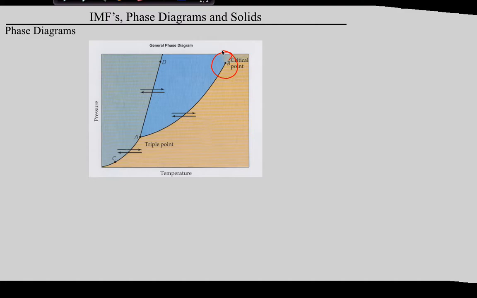But there is another phase of matter called a supercritical fluid. And this phase of matter actually takes on the characteristic properties of a liquid and a gas simultaneously. It's hard to picture, but it happens.